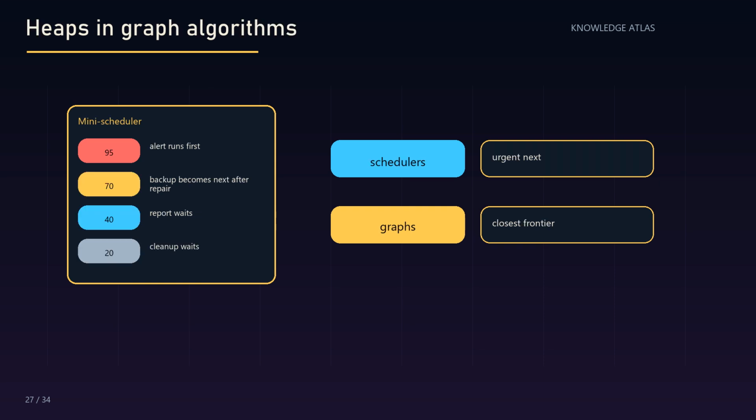One reason heaps matter is that they become a subroutine. In Dijkstra-style shortest path thinking, the frontier keeps many possible next vertices. A priority queue repeatedly asks which tentative distance is smallest now. The heap makes that repeated choice efficient.